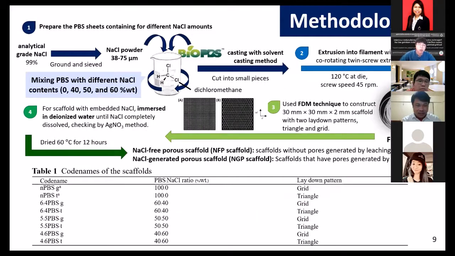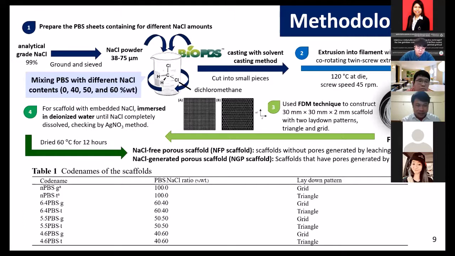For the method, we start with sodium chloride. Sodium chloride was ground and sieved to obtain the particle size in the range of 38 to 75 micrometers. And we created polybutylene succinate sheets containing 4 different sodium chloride amounts by solvent casting method. This cast sheet with specific weight ratio of sodium chloride was cut into small pieces and then molten and mixed in a co-rotating twin screw extruder to form an extruded filament.